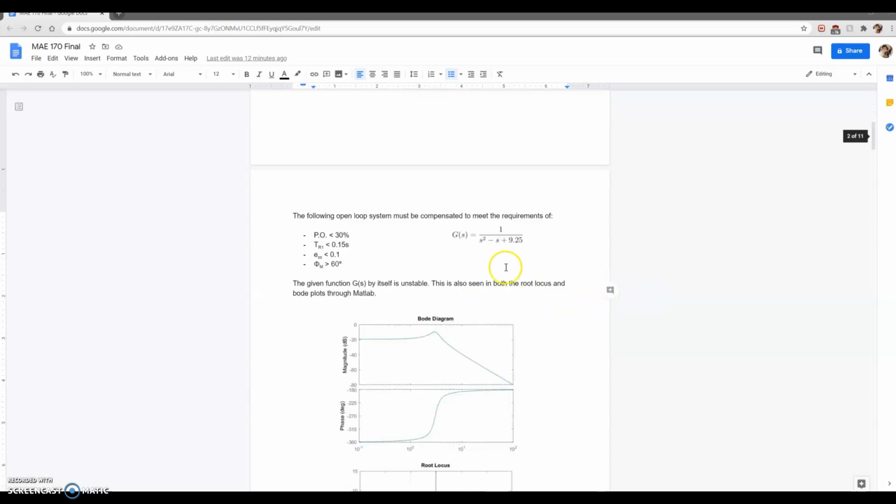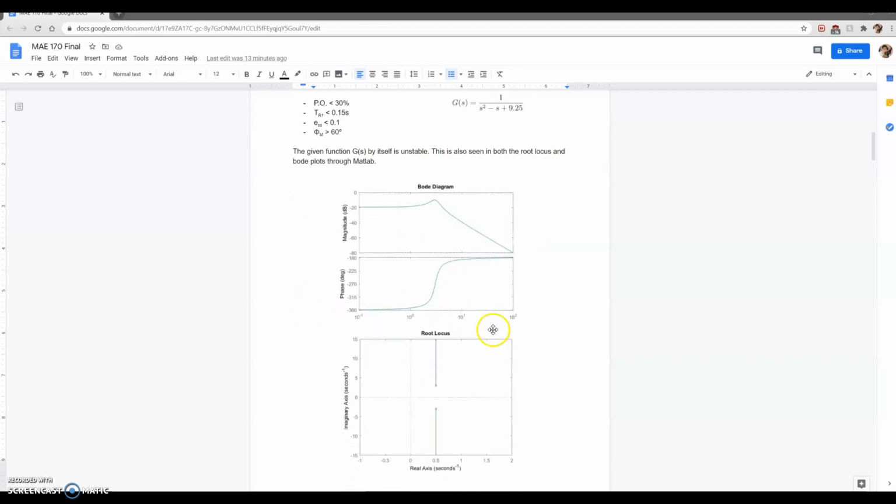So first, we're given this open loop transfer function. It has to meet the requirements that I'm showing on the left. The percent overshoot has to be less than 30%, a rise time of less than 0.15 seconds, a steady state error of less than 0.1, and a phase margin of greater than 60 degrees.